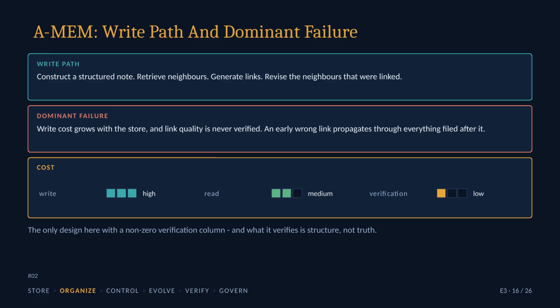On the cost panel, notice that this is the first design in the episode with anything at all in the verification column. Be careful about what that means. What gets checked is structure. Does this note relate to that one? Not truth. Whether a structural check is worth its price is a question this series returns to every time the verification column is not empty.